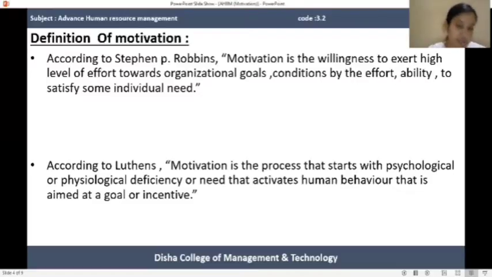Next, I want to discuss another definition given by Luthans. Luthans said that motivation is a process that starts with psychological and physiological deficiency or needs that activate human behavior that is aimed at a goal or incentive. Means he said that motivation is a process that starts with identifying the need and deficiency of a person. After identifying the needs of a person, if the organization shows some path for fulfilling these needs, that encourages the employee to put in a high level of effort.